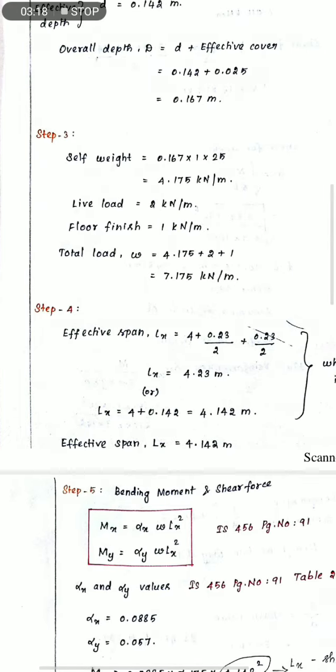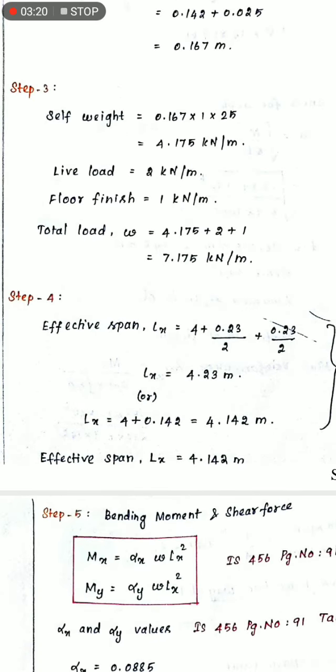Then effective span. Effective span means Lx. Here Ly and Lx values are given, but the effective span is that Lx value. So Lx equal to the least of clear span plus effective depth, or center to center support distance. Here the least value is 4.142 meter, that is clear span plus effective depth.